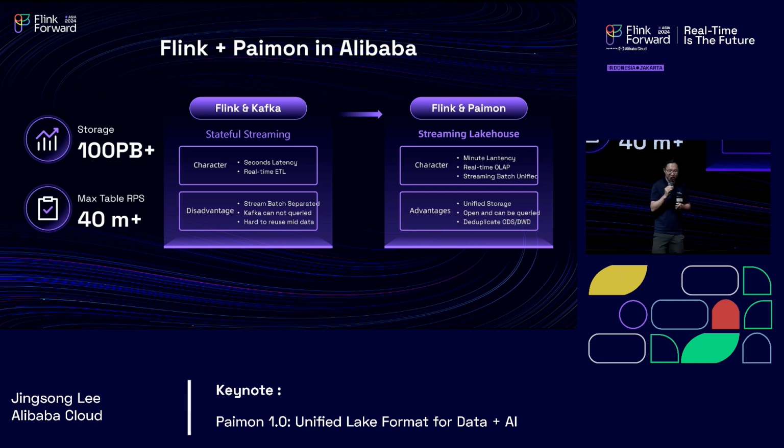And then Kafka cannot be queried, because Kafka is something like a queue. So batch ETL and OLAP cannot query the real-time data. Third, it is hard to reuse intermediate data, because Kafka is like a queue, and you cannot reuse a queue very easily. So this architecture has moved to Flink and Paimon to build the Streaming Lakehouse.